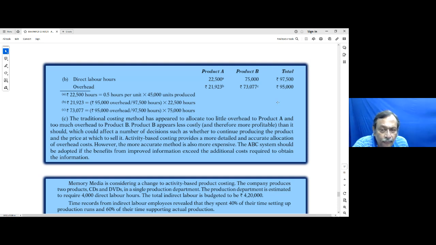product cost. The ABC system should be adopted if the benefits from improved information exceed the additional cost required to obtain the information. So that is the main criterion over here. You are going to implement activity-based costing, which is going to incur more cost. But if the benefits are going to be more than the cost, then definitely you are going to implement activity-based costing.